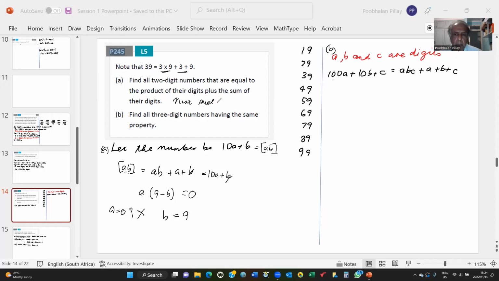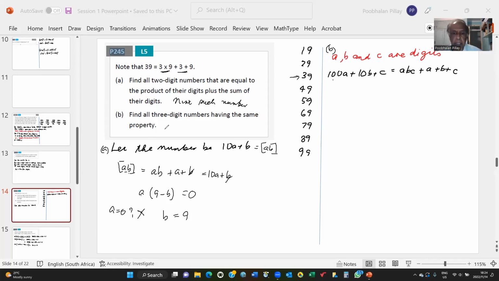And you'll see that one of them is 39. There it is. But all the other numbers, if you try it out, you'll see that all of them have this property. All right, so the answer to this question is that there are quite a few of those numbers. Now, the next one: find all three-digit numbers having the same property.